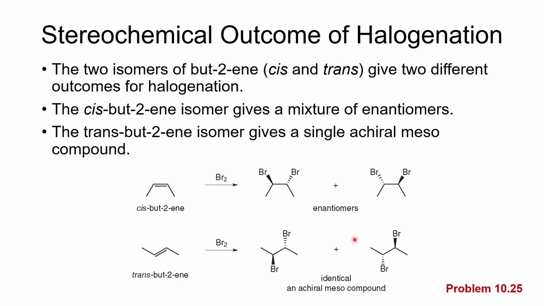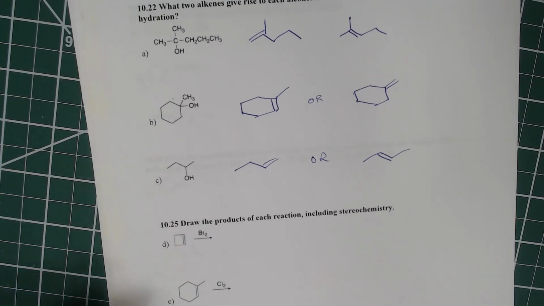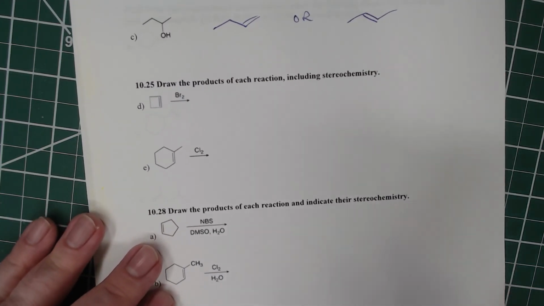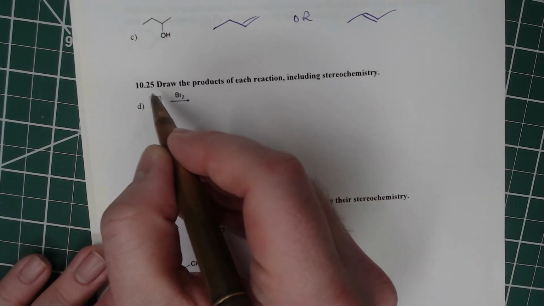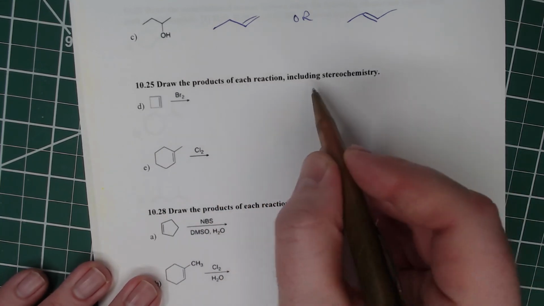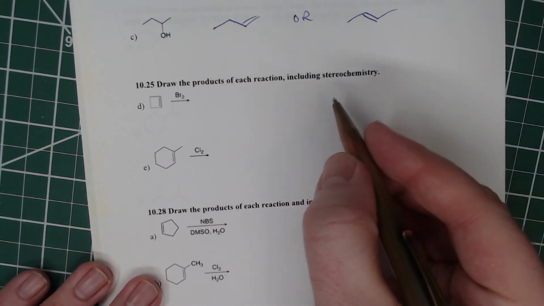All right, now we're going to do 25. So we'll switch over to number 25 on the in-class assignment. This one is super easy. Here's our document camera. Okay. So 10.25, draw the products of each reaction, including stereochemistry.